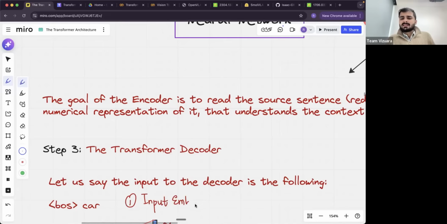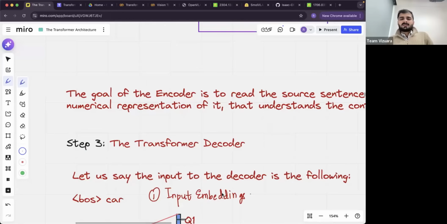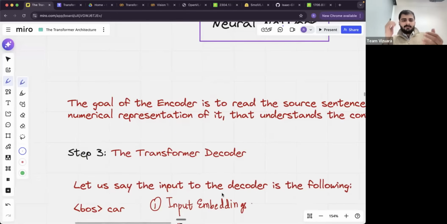So this I have deliberately skipped here because we have already discussed this previously. So imagine that you have a uniform for BOS, beginning of sentence, and for car also. That's the same as what we do for the encoder.